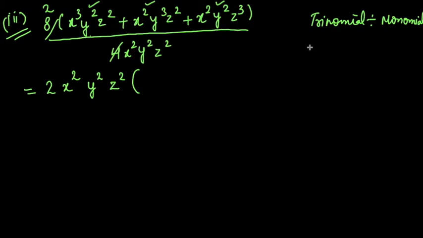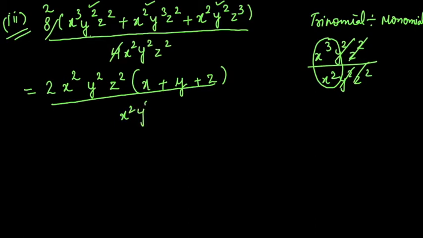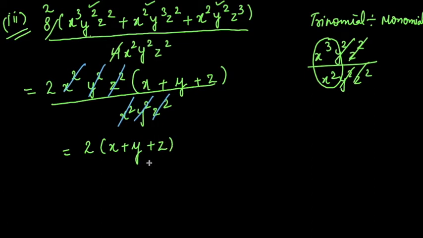Now from here you have x cube, y square, z square, and you have taken x square, y square, z square common. So this is cancelled, and what you are left with is only x. Similarly, in the second term, x square and z square are cancelled. You are left with y, and this is your z. And in the denominator, we do have x square, y square, z square. Now this x square is cancelled with this, y square is cancelled, z square is cancelled. Therefore, I am left with 2 into (x plus y plus z). So the common error: you cannot divide the terms until and unless you take out the common factor from the brackets.